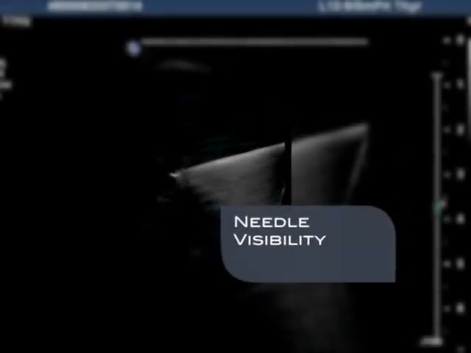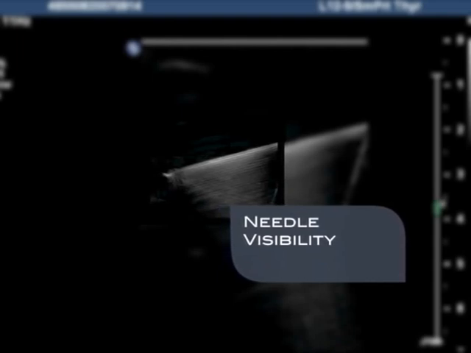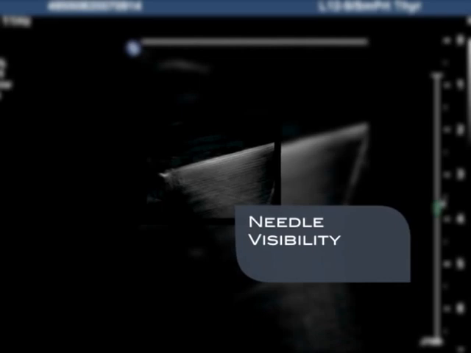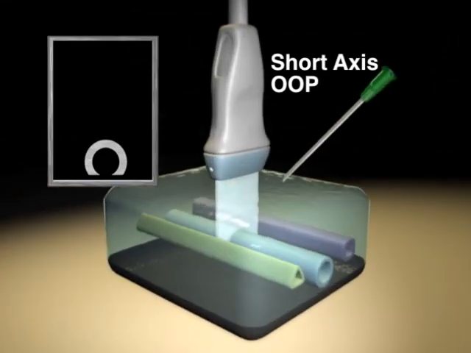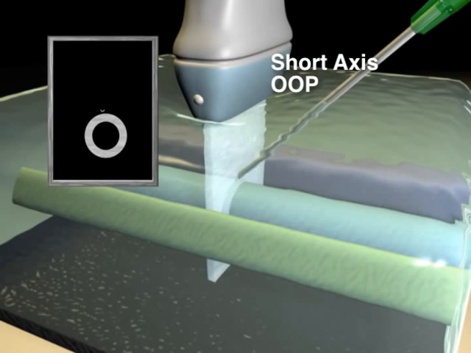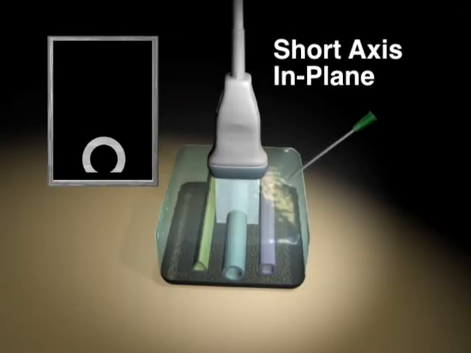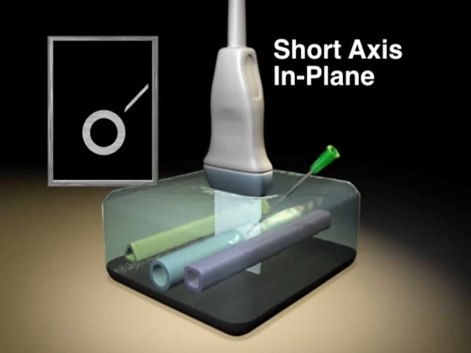Given that we are most interested in nerves imaged on short axis, we will now look at how the needle will be seen as it approaches nerves. With the out-of-plane needle approach, the needle starts in front of the plane of imaging and advances until it crosses the plane of imaging as an echogenic dot. With the in-plane needle approach, the needle is visualized on its long axis as it advances within the scan plane.